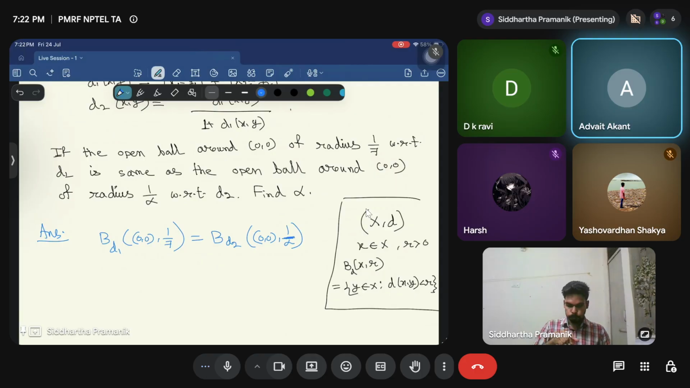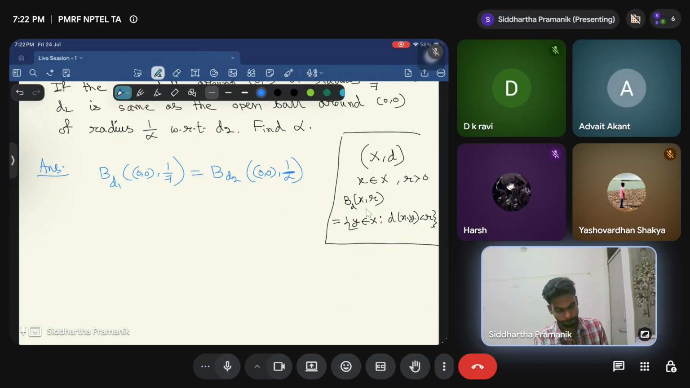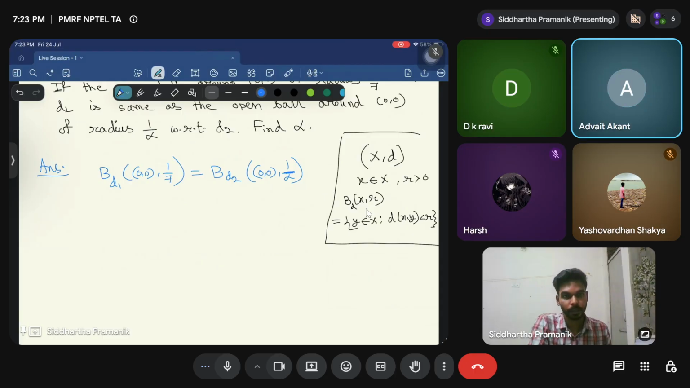If we find the distance between (y1, y2) and (0, 0) with respect to d1, then it is the absolute value of y1 plus the absolute value of y2. And with respect to d2, it will be the absolute value of y1 plus the absolute value of y2, over 1 plus the absolute value of y1 plus the absolute value of y2. If we put alpha equal to 8, then both the balls are the same. The equations are the same. Yeah, you are correct.